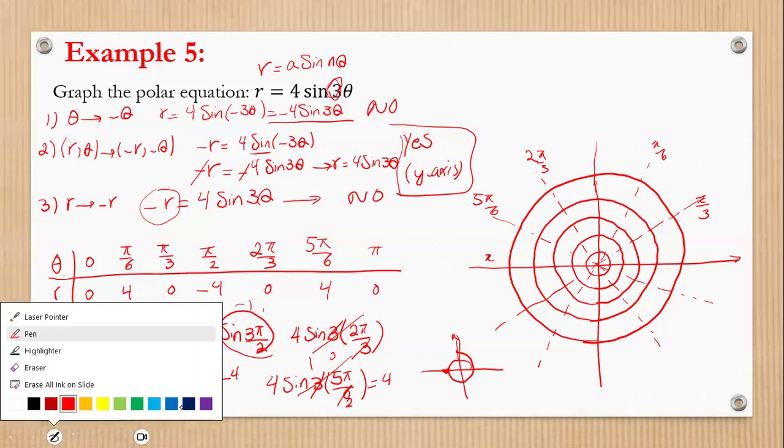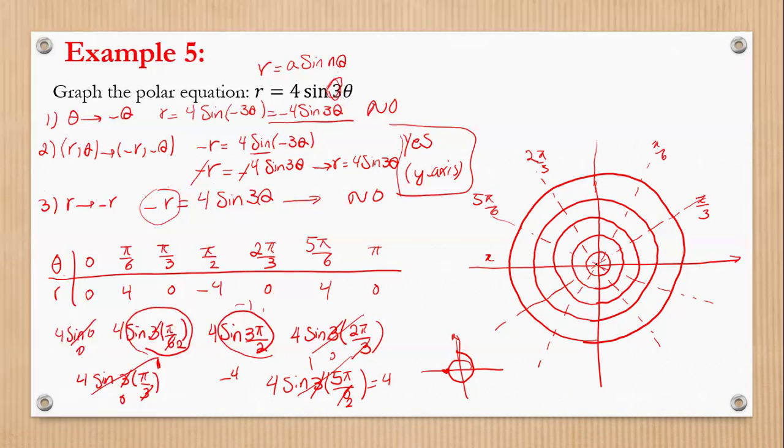Now start finding the points. 0 and 0. Pi over 6 and 4. Oh, that's pi over 6, that's pi over 3, sorry. 1, 2, 3, 4. Pi over 3 and 0. Pi over 2 and negative 4. If it was positive 4, I would have this point, but if it's negative 4, I go in the opposite direction. 1, 2, 3, 4. 2 pi over 3 and 0. 5 pi over 6 and 4.